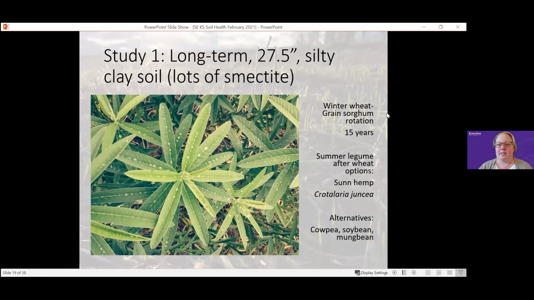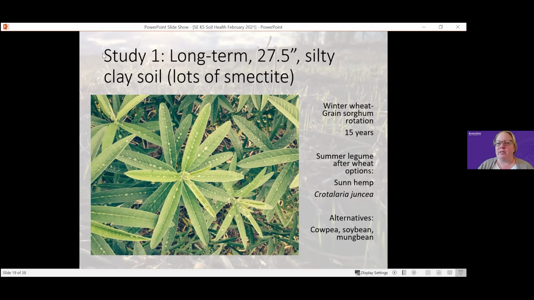This one took place in Hesston, Kansas. Hesston is north of Wichita, but south of Salina, so the central part of the state, and it has 27.5 inches of annual rainfall. This was done on a silty clay soil, which means it has more than 40% clay, but it also has a lot of smectitic clay, the kind that shrinks and swells. If you work it in your hand when it's moist, it's really hard, and it'll make a long ribbon, but it's really just tough to work.